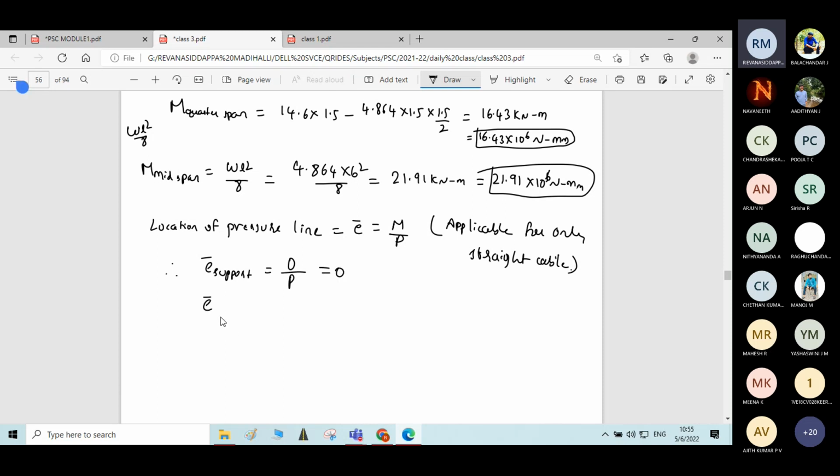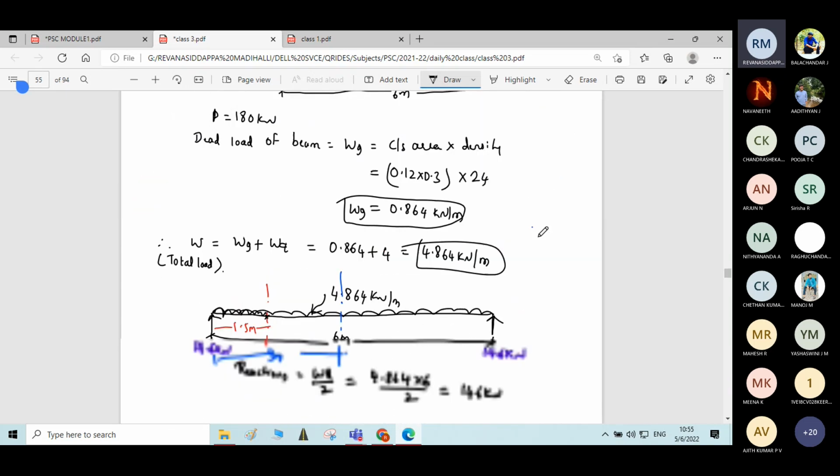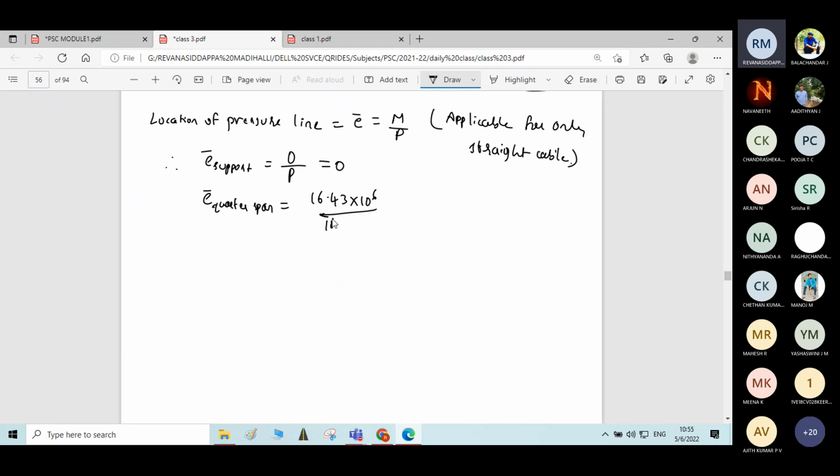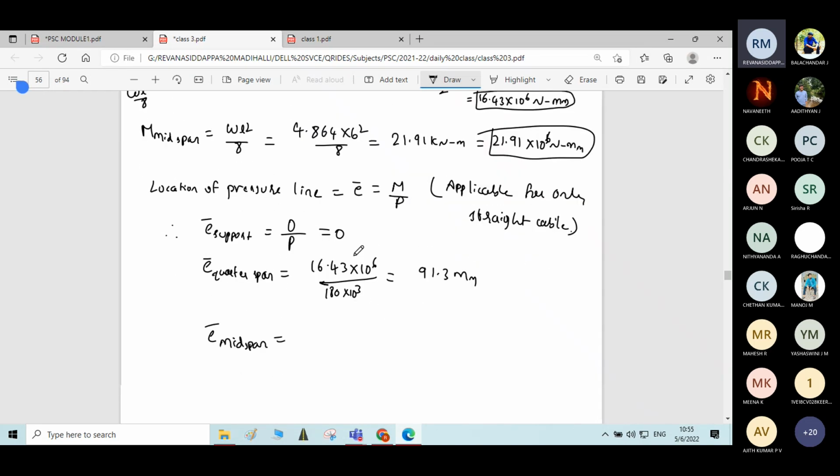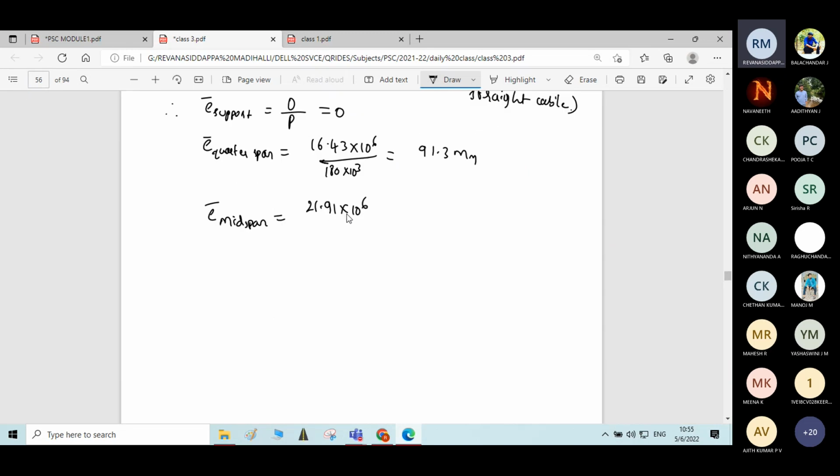Similarly, e bar at quarter span is equal to moment at quarter span, 16.43 into 10 power 6, divided by the prestressing force P. How much is it given? It is given as 180 kilonewton, 180 into 10 power 3. So you will get the answer as 91.3 millimeters. Similarly, e bar at mid span is equal to moment at mid span, 21.91 into 10 power 6 divided by 180 into 10 power 3. So the answer is 121.72 millimeter.